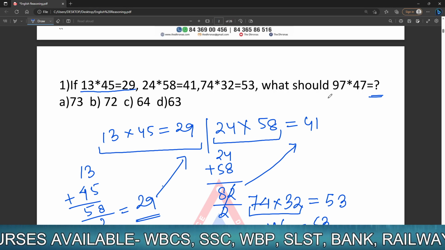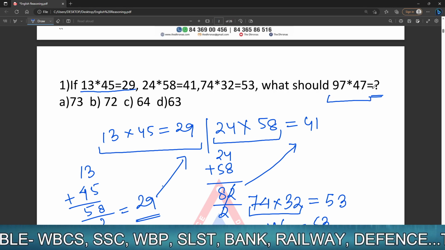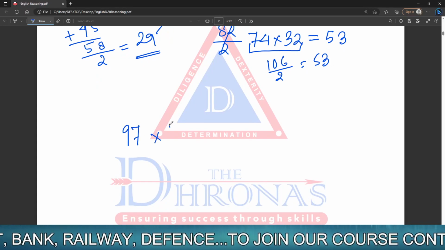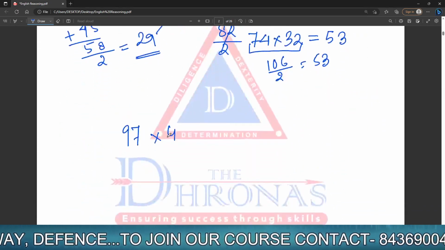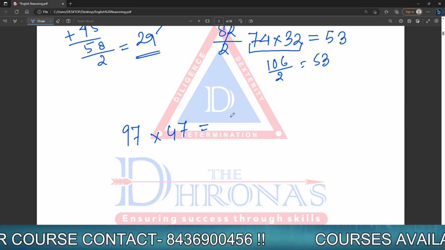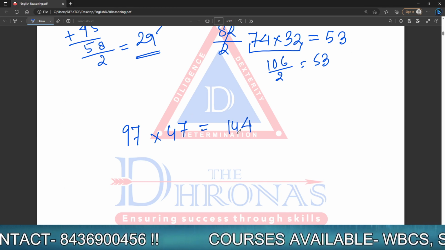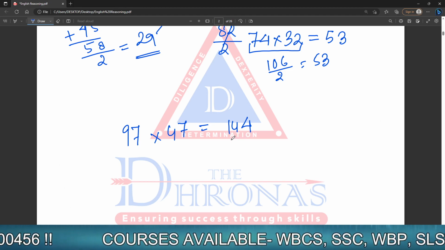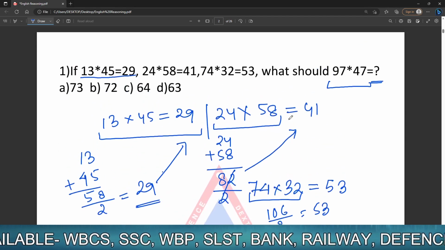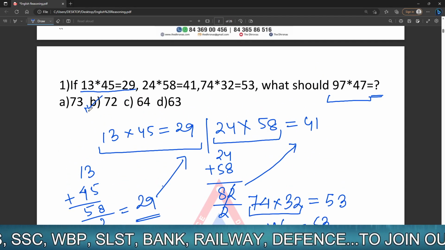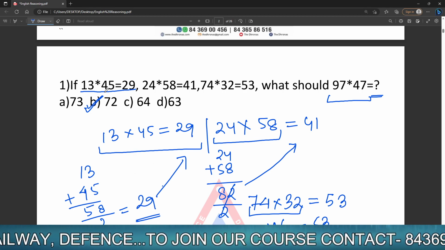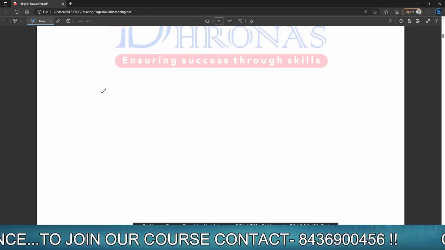So what does the question require? The question requires 97, 47 comes what? So 97 and 47, that is adding, we'll get 144, then again dividing it by 2, we get 72 as our answer. So 72 is our answer. That is option number B is the correct answer for this question. Hope you understood. Let's go to the next question.